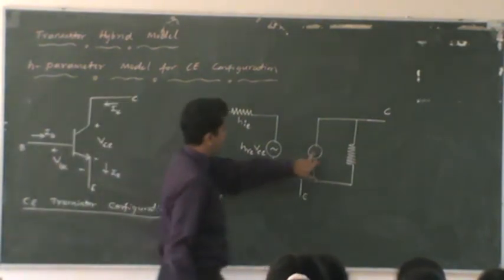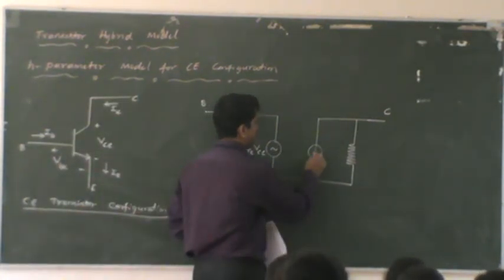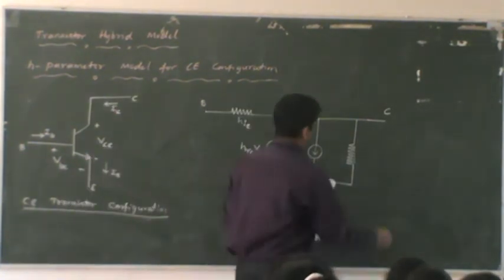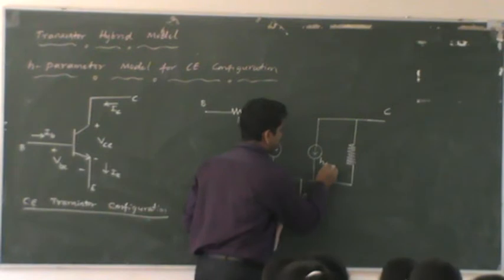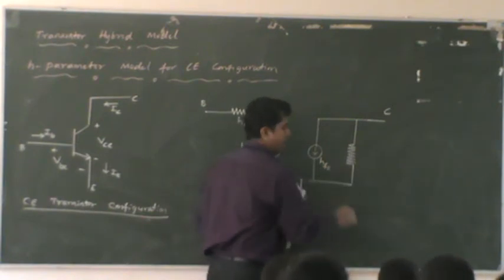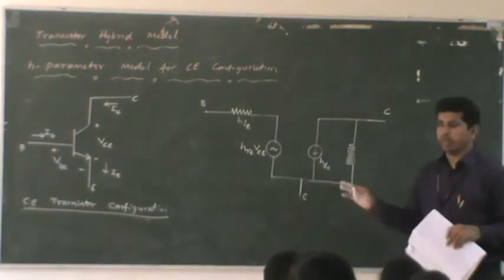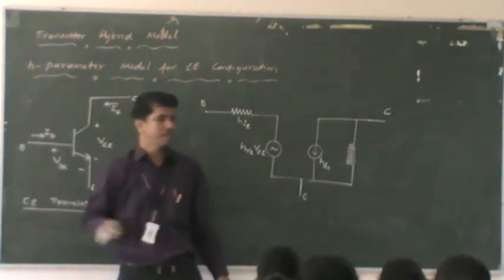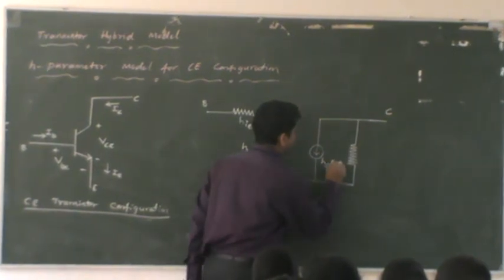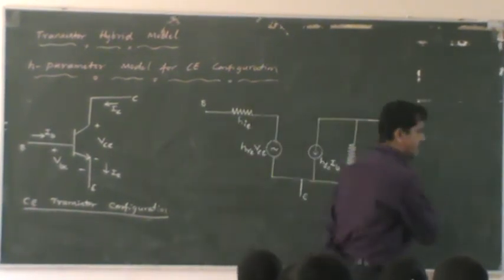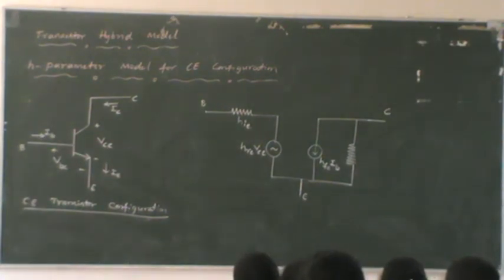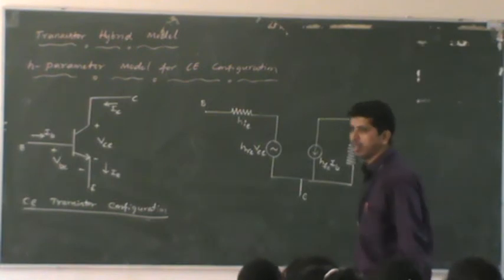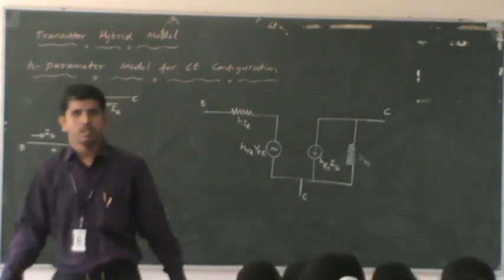Okay. What about this current source? Look at the general model and write HFE, not IA. What is the input current in this case? IB. The base current is the input current for this particular configuration. So HFE times IB. What about this admittance lastly? HOE. All have understood how to write this equation?